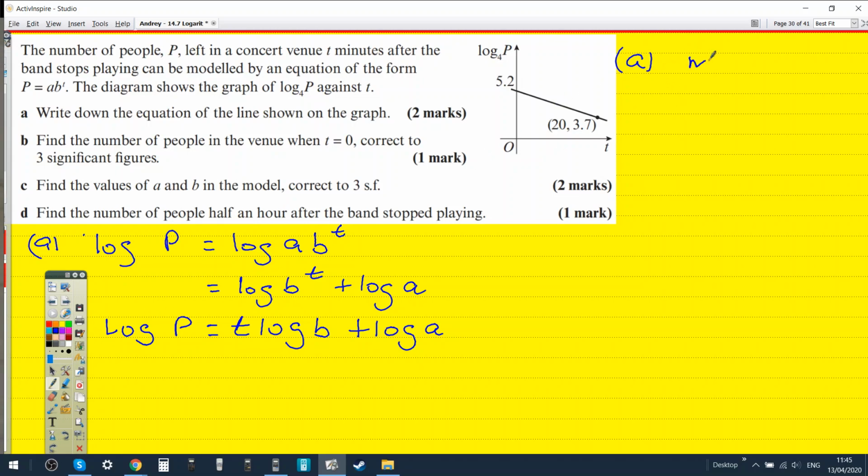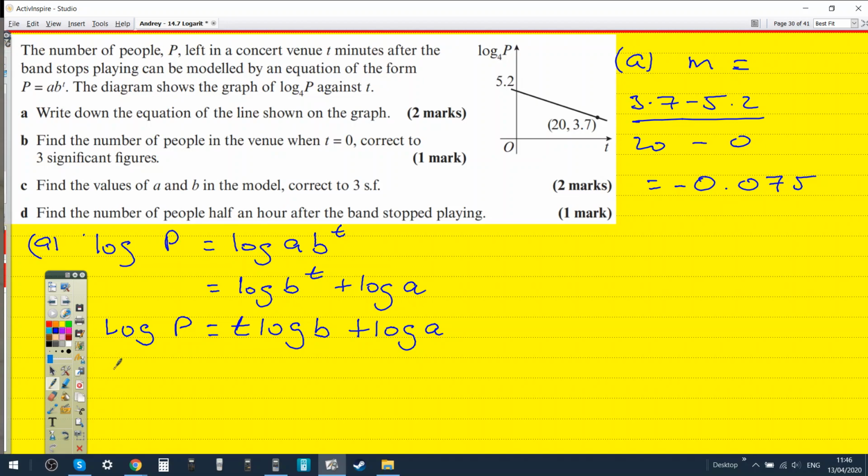Okay, and so I got minus 0.075. Okay. And so do I now need to do, I need to just take 3.7 is equal to, oh no, sorry. Is it 3.7 is equal to minus 0.075 times 20 plus log a? Mm-hmm. And then I solve for log a.